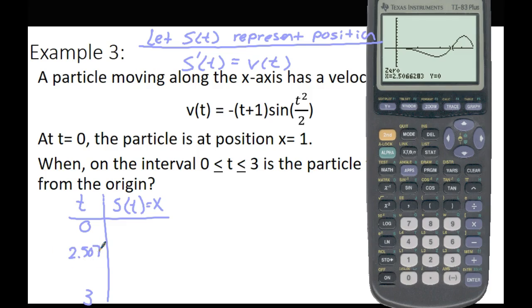Now this is a what value? Critical value, and these are what? Just labeling my work so that you guys will know what you're looking at when you look back at your notes later. All right, now I need to figure out what S of 0 is. I need to figure out what S of 2.507 is, and I need to figure out what S of 3 is. Now we already know what S of 0 is. What's S of 0? They tell us it's 1. It starts off at a position of 1. We don't know these other two, though, right?